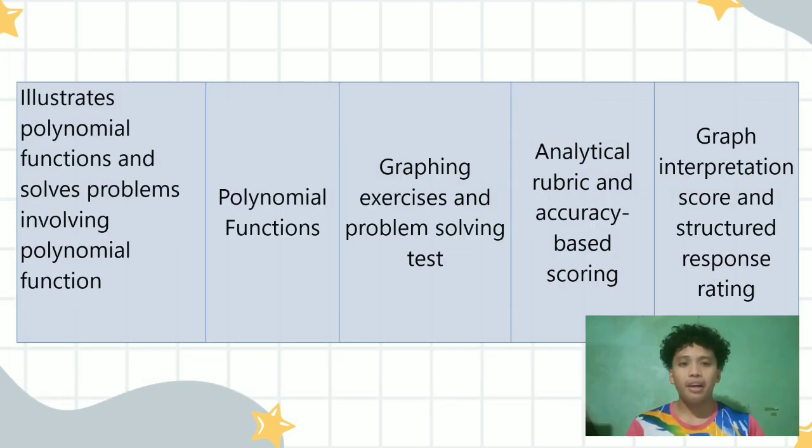The last course topic is all about polynomial functions. The desired learning outcomes of this course topic are to illustrate polynomial functions and to solve problems involving polynomial functions. The assessment methods used are graphing exercise and problem-solving test. The method of scoring is analytical rubric and accuracy-based scoring. The types of score are graph interpretation score and structured response rating. So that's all for our assessment table.